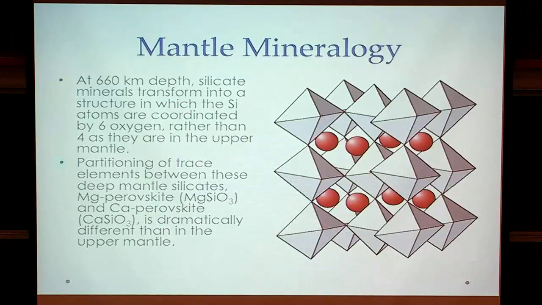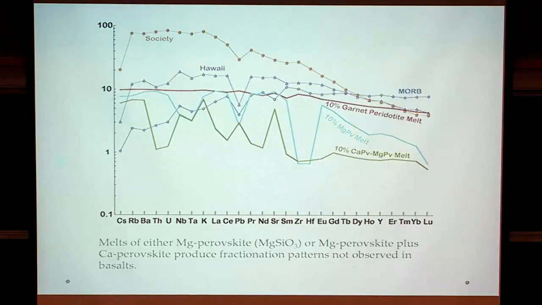Okay, so as I guess everybody knows, once we get below 660 in the mantle, the structure of silicate minerals changes. And as a consequence of that change, trace element partitioning changes dramatically. This is the point I want to make here.